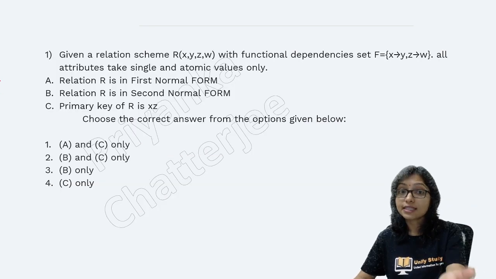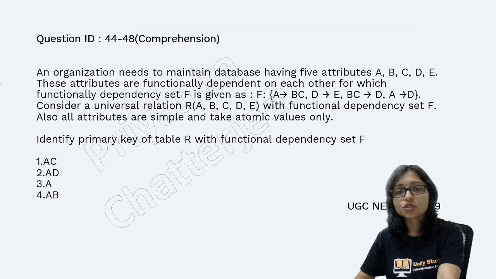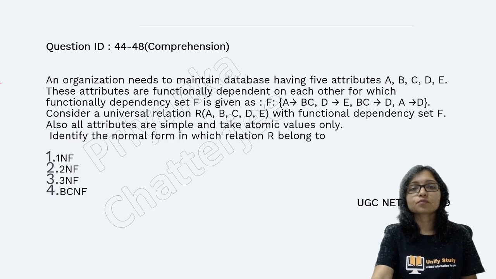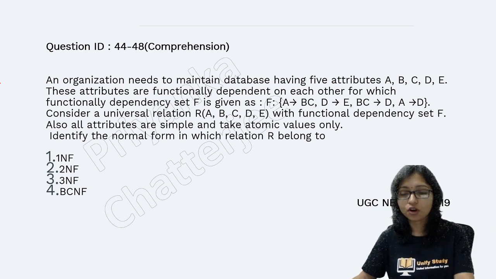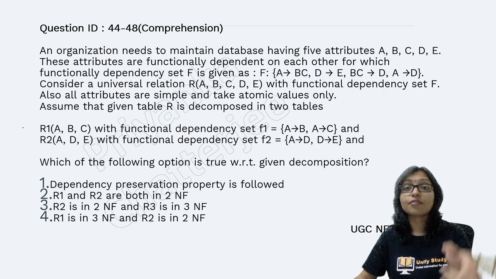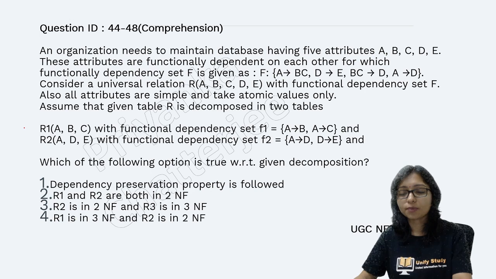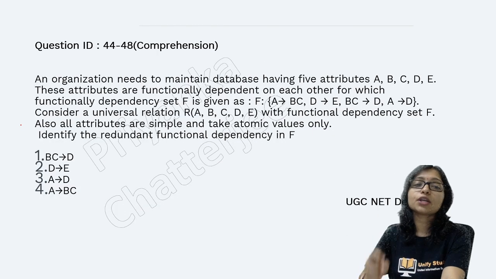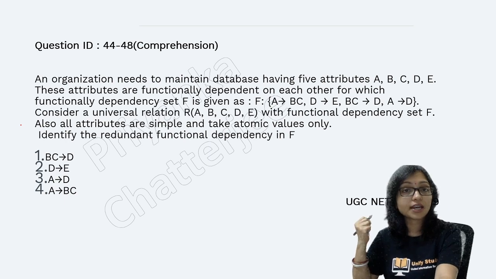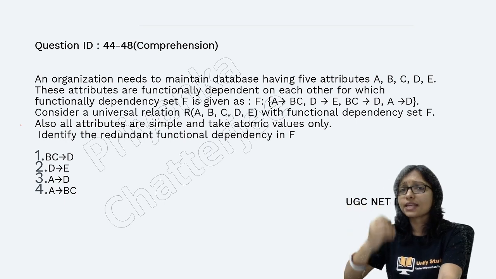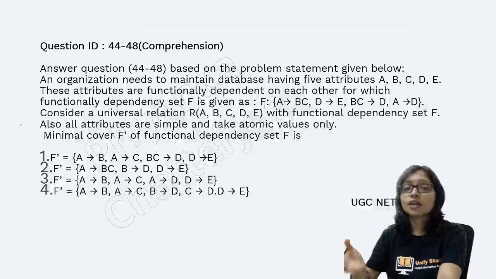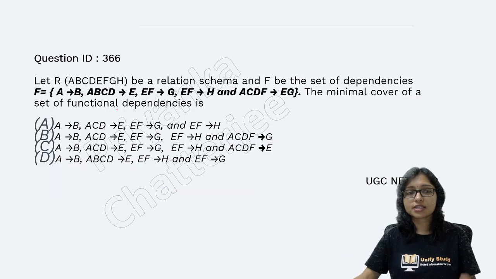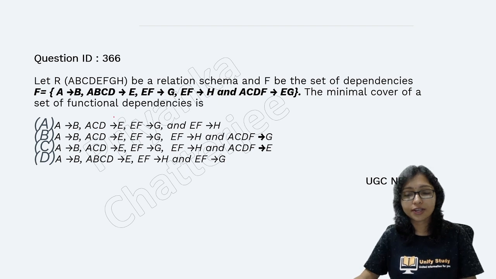Next one is, which normal form is this? Next, again which key is it, which one is the primary key? Next, which normal form is it? Again the next one: after breaking the table, which normal form is it, and is it dependency preserving or not? Then redundant attributes and redundant functional dependencies, which is the basic of minimal cover. Next, which one is the minimal cover? And again the next question, which one is the minimal cover here?